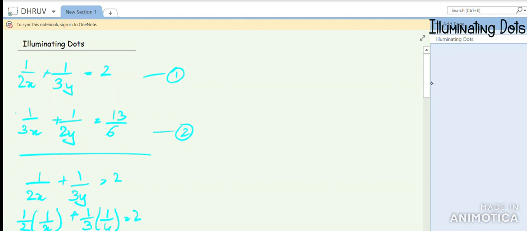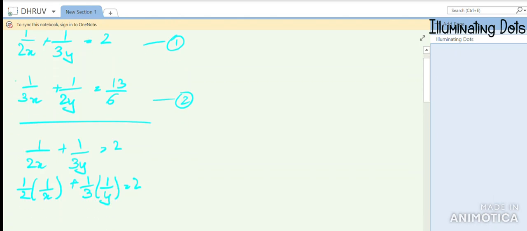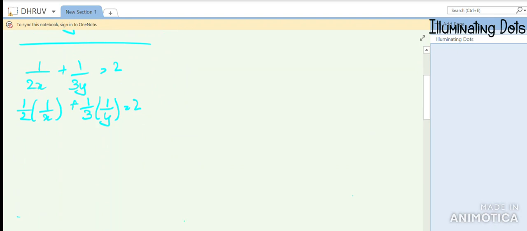Now what we do, we assume that 1 upon x is equal to a and 1 upon y is equal to b. We have to assume this thing. So keep this part in mind. I am rubbing it out for some time. Just keep that in mind. So 1 upon x was equal to a.